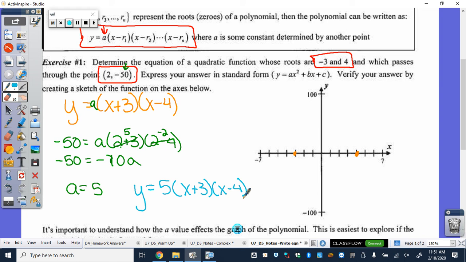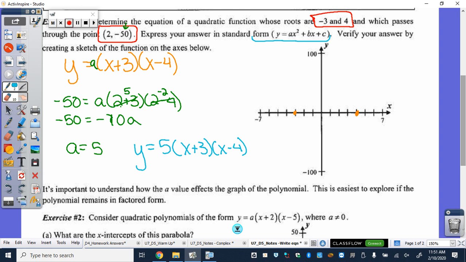But that's in our factored form. They wanted us to put it in standard form. So what do we have to do with our x plus 3 and our x minus 4? Multiply those out. That's x squared minus x minus 12. So once we multiply those out, distribute your 5. So you should have 5x squared minus 5x minus 60.